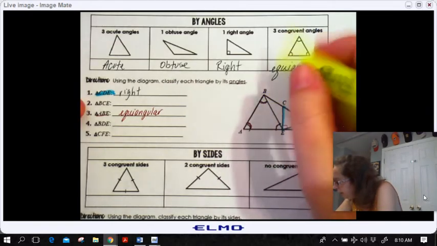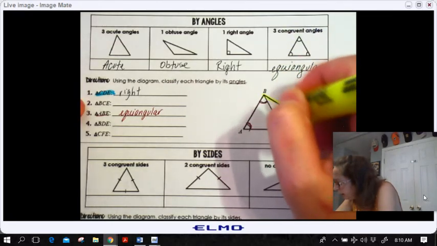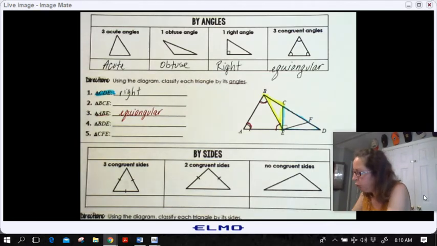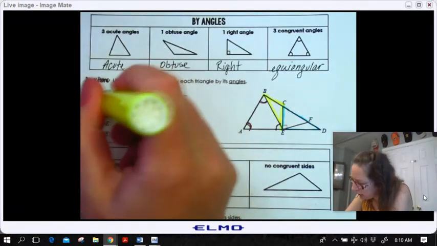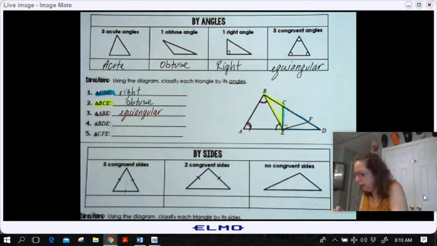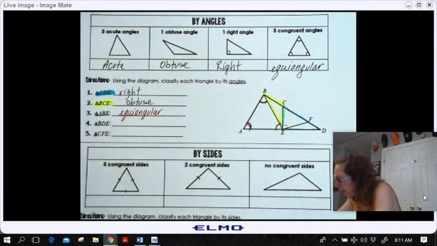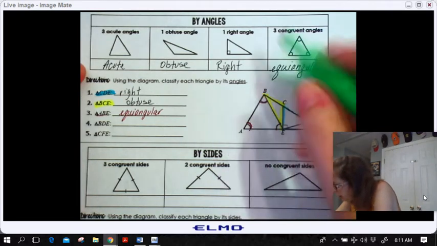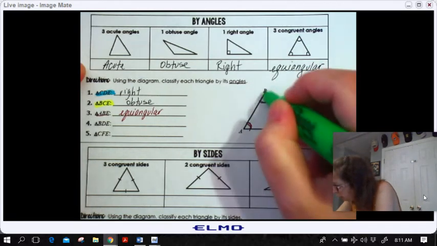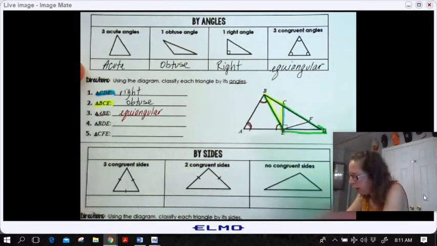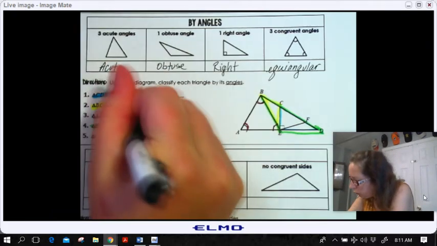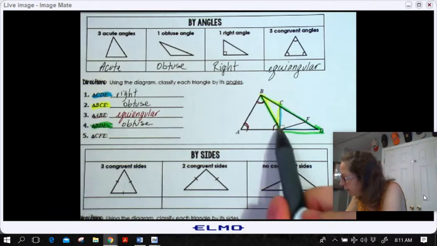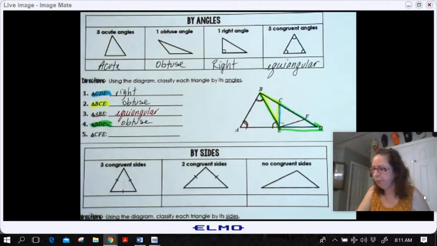Let's see. BCE is the next one. So BCE, and that is an obtuse. Let me highlight that yellow. BDE is next. Let's find BDE. Okay, BDE is this outside triangle. And so it is going to be obtuse because it's got this larger than 90-degree angle here.